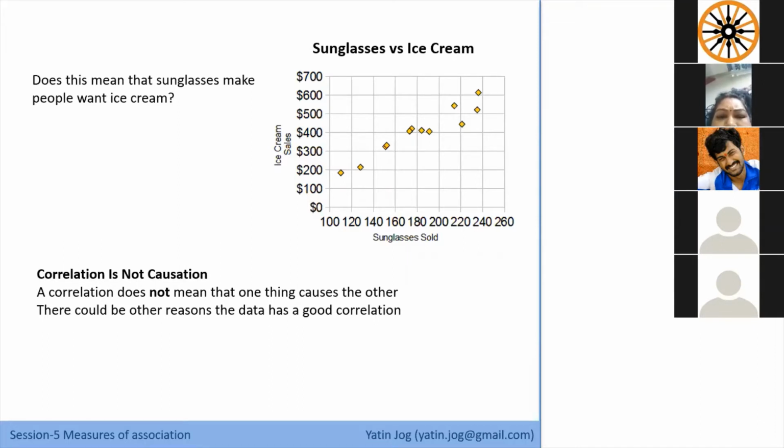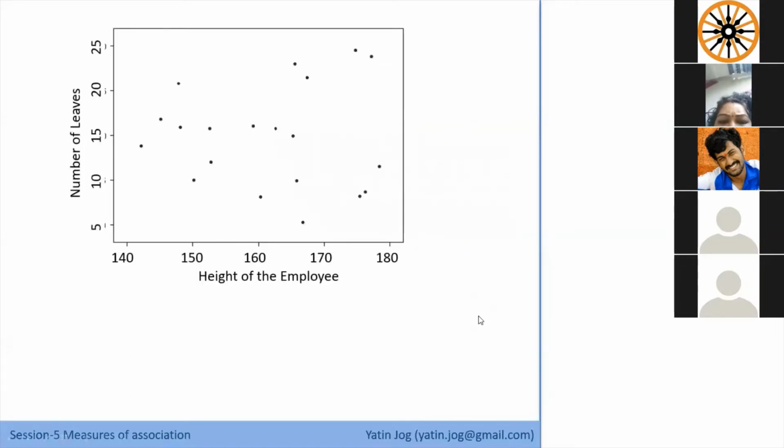Okay, fine. Now we'll go to the next example. Now look at this example. We are plotting the height of the employees on the x-axis and the number of leaves taken by these employees on the y-axis.